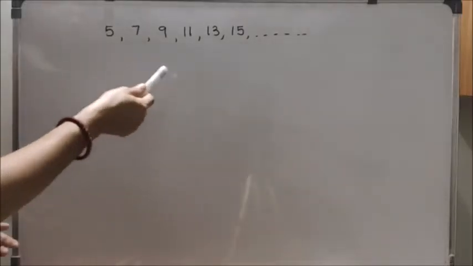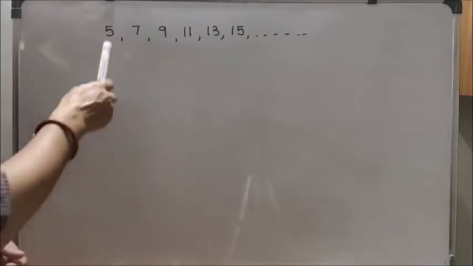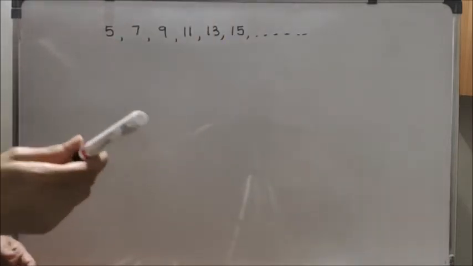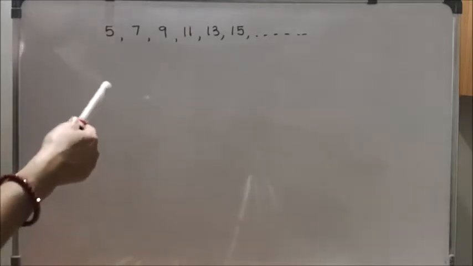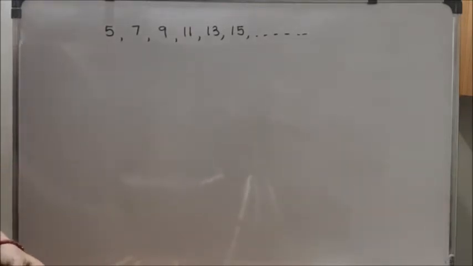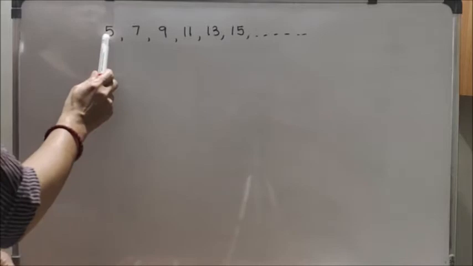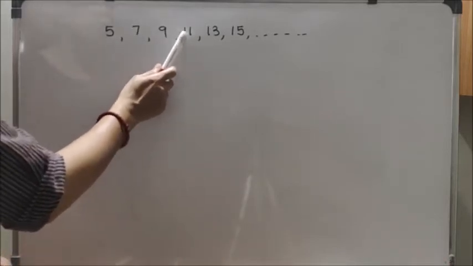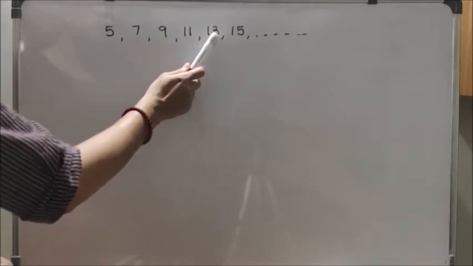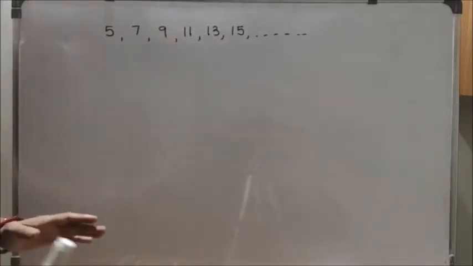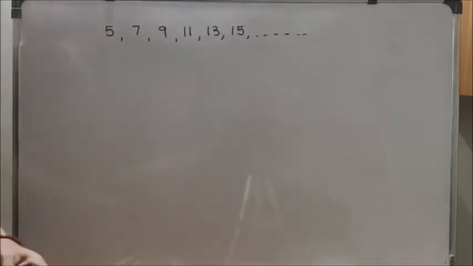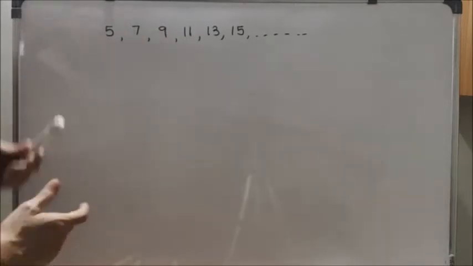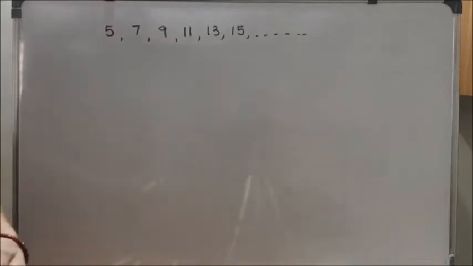Now here there is a sequence given: 5, 7, 9, 11, 13, 15 and so on. So let us first find out whether it is in arithmetic progression or not. Just observe: 5 plus 2 is 7, 7 plus 2 is 9, 9 plus 2 is 11, 11 plus 2 is 13, 13 plus 2 is 15. That means every time we are adding 2 in order to get the next number. So this is an arithmetic progression.